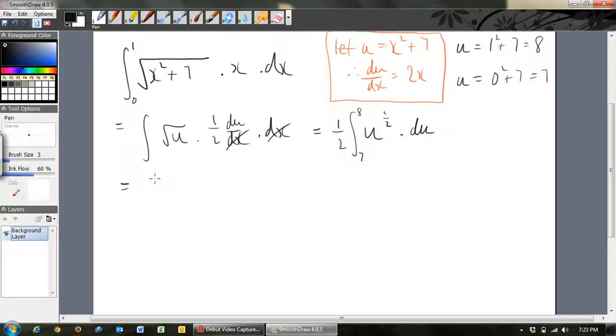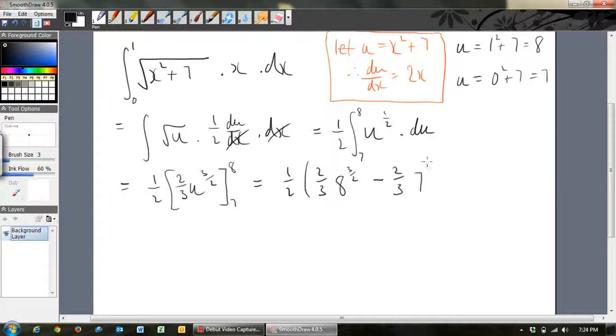Alright, now we can do this. It equals half, and then we have this integral. u to the half goes to u to the 3 over 2, and we divide by 3 over 2, and you get 2/3, and we evaluate that from 8 to 7. I've picked some bad numbers here, but I'll try my best. This is 2/3 times 8 to the power 3 over 2, minus 2/3 times 7 to the power 3 over 2.